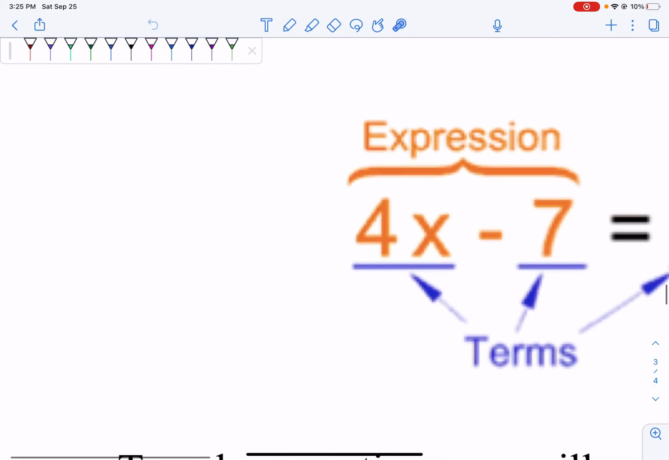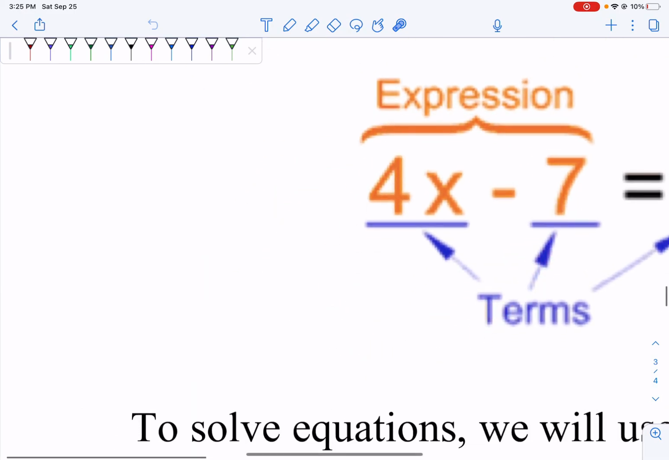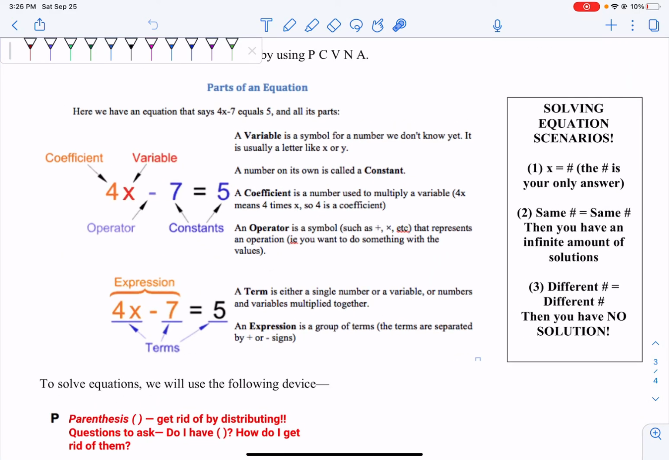If I don't have an equal sign, I'm just dealing with an expression. You want to simplify your expressions to make them easier to work with. There are some scenarios when you solve equations. I can get x equals a number. That means your number is your only answer. Same number on both sides of your equation means you have an infinite amount of solutions. You can plug in any value of x and it will work. And if you have two different numbers on both sides of your equation, once you simplify and you cancel out your x's, you actually have no solution. That means my equations will never intersect. There is no x value that makes your equation true, ever.